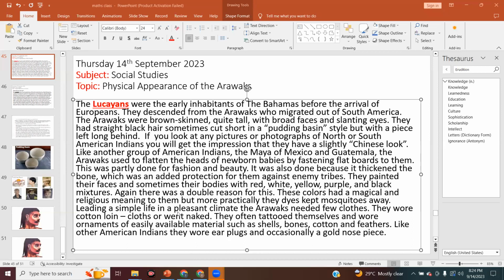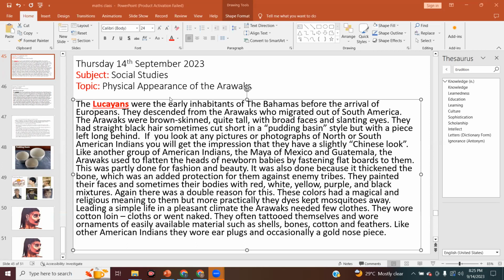Once you finish writing down the notes for social studies, please take a picture of it and send it to me via WhatsApp. Again, once you finish writing the notes for social studies, take a picture of it and send it to me via WhatsApp.